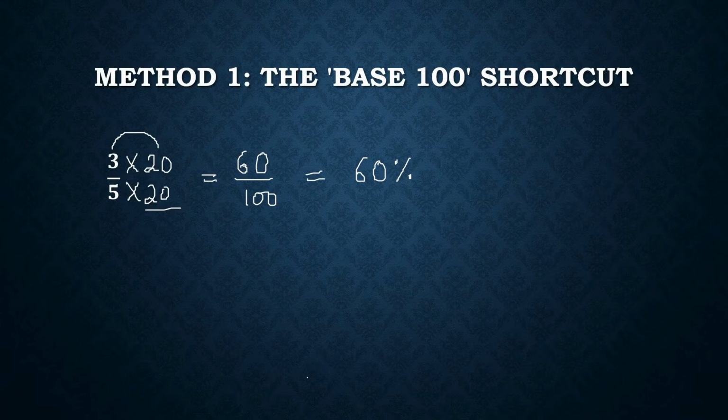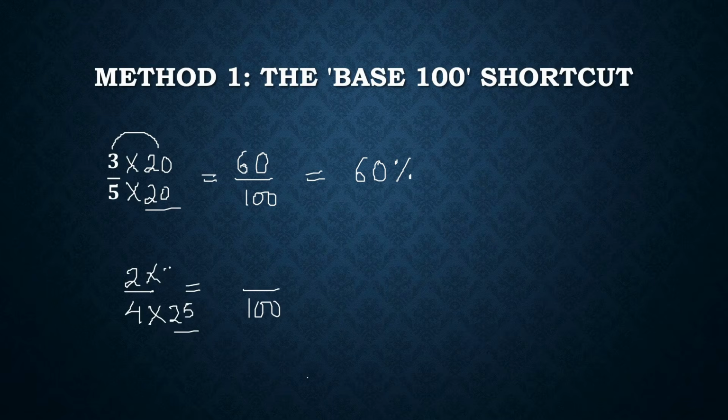You can also try with another example, 2 by 4. Here, again we want the denominator to be 100, so we will multiply 4 with 25 and the same number needs to be multiplied with 2. So 2 times 25 is 50. So the answer is going to be 50 percentage.